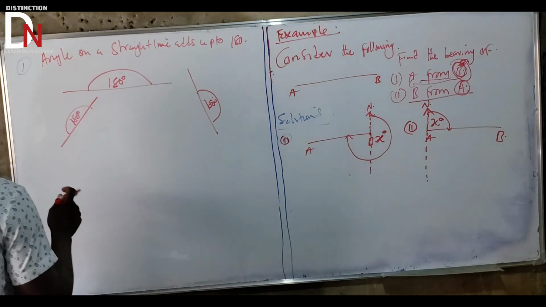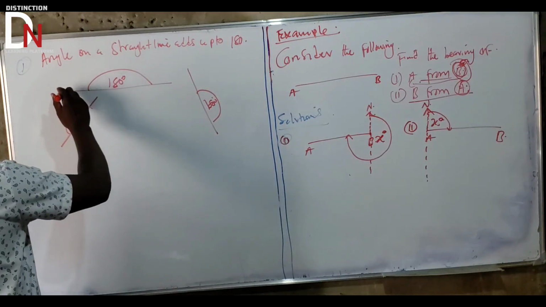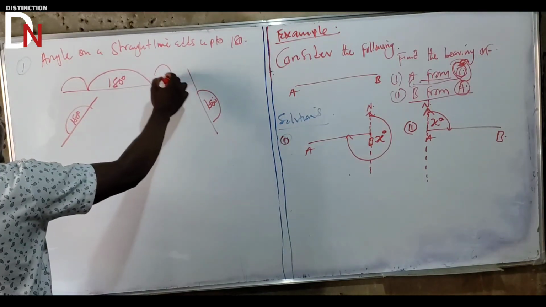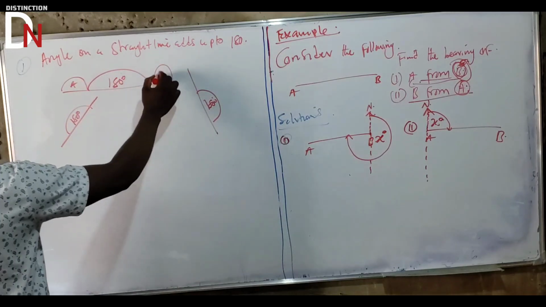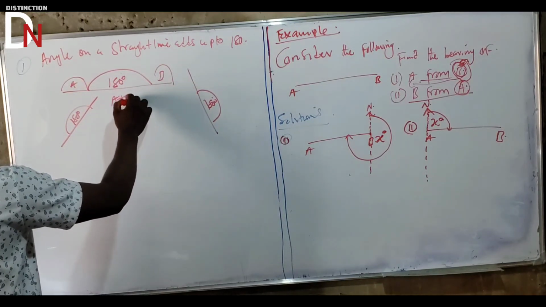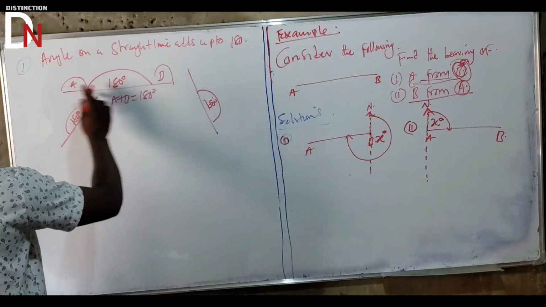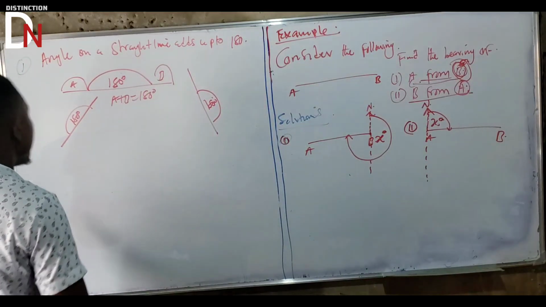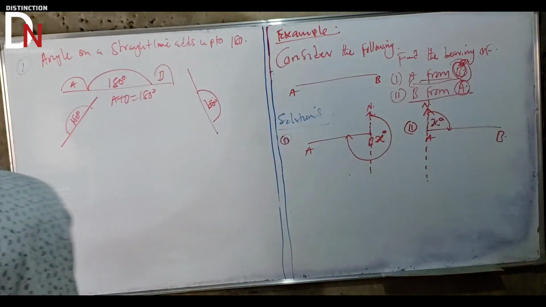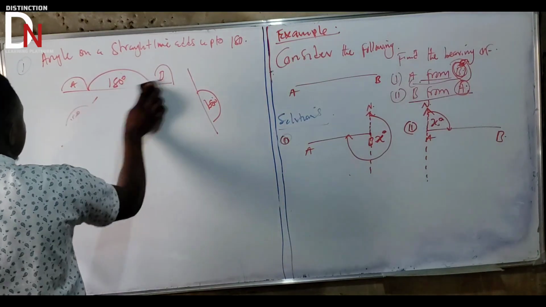Meaning, whatever I have here and whatever I have there, if I add them up, they are supposed to give me 180. If this is A and this is B, meaning A plus B should give me 180, the whole of this line. Okay, great. So angles on a straight line add up to 180.